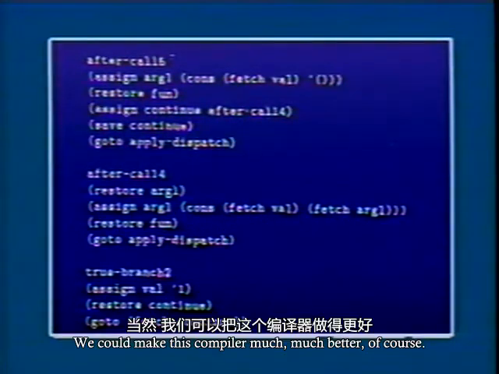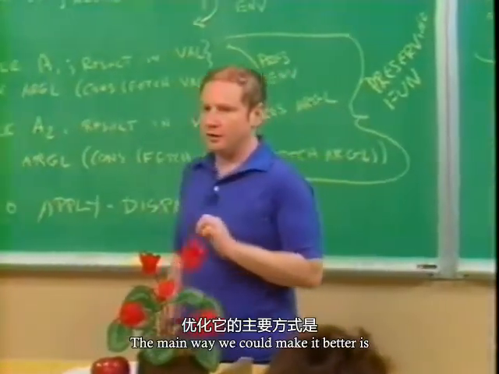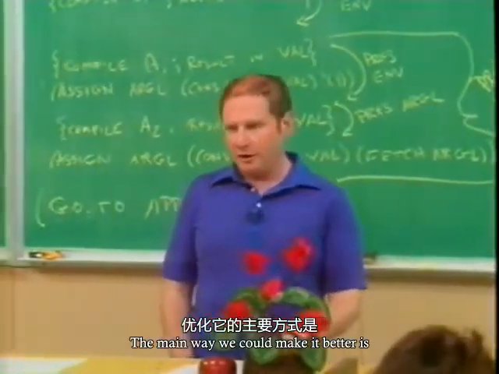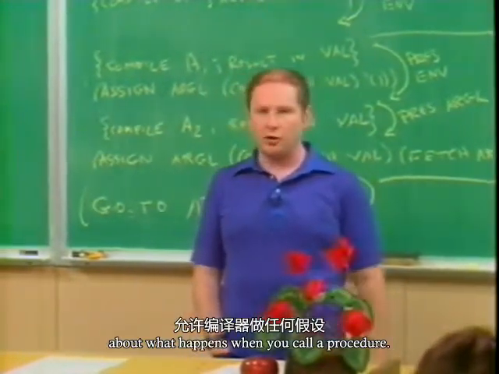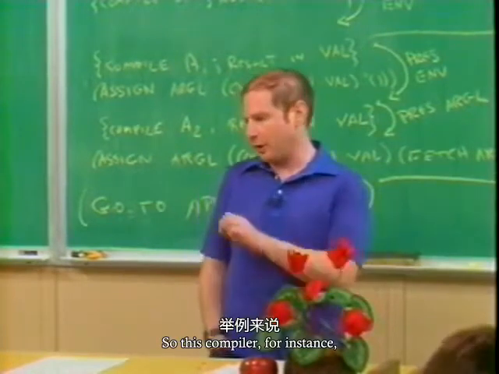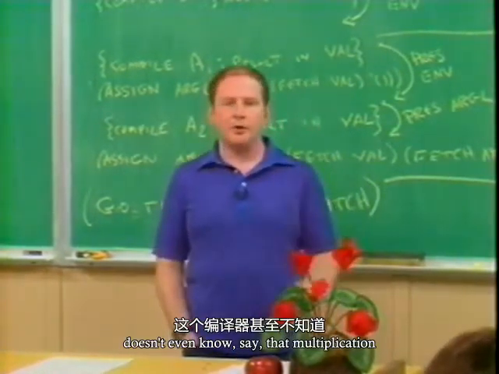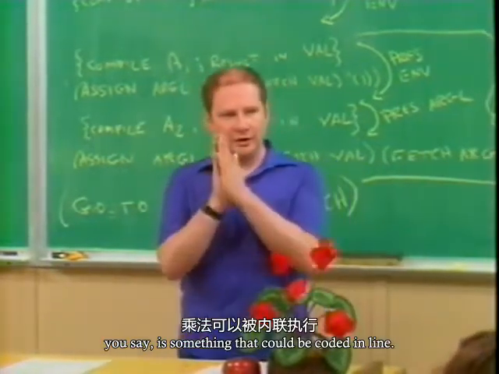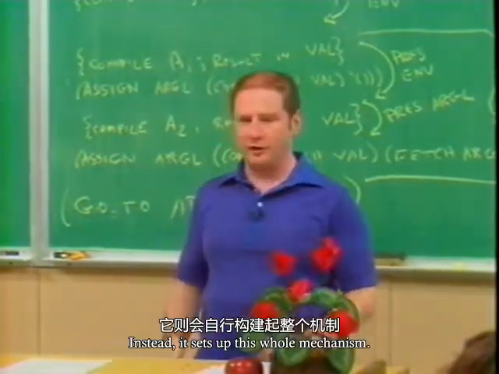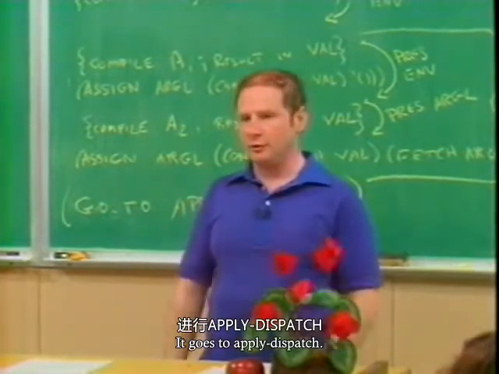We could make this compiler much, much better, of course. The main way we could make it better is to allow the compiler to make any assumptions at all about what happens when you call a procedure. So this compiler, for instance, doesn't even know that multiplication is something that could be coded in line. Instead, it sets up this whole mechanism. It goes to apply dispatch.